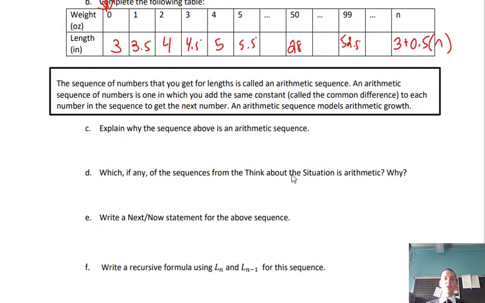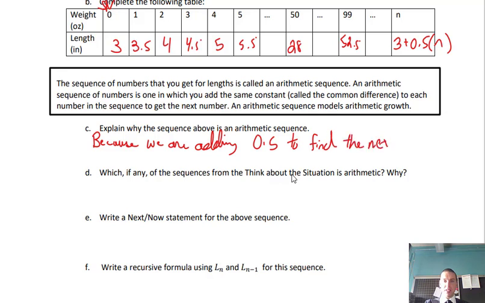So explain why the sequence above is an arithmetic sequence. And it's because we are adding 0.5 to find the next term. We'll skip D because we didn't do it.